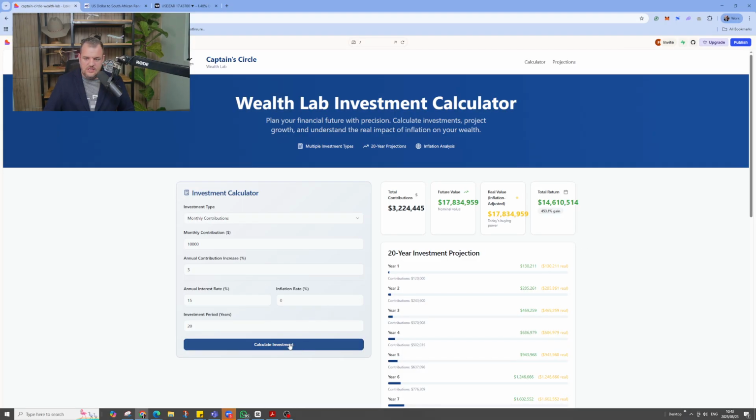Okay, let's calculate that now. Well, guess what? It cancels out the inflation mark. So now your real value is the same 17.8 million versus 5.5 million. It's more than 3x the amount of rands that you have.